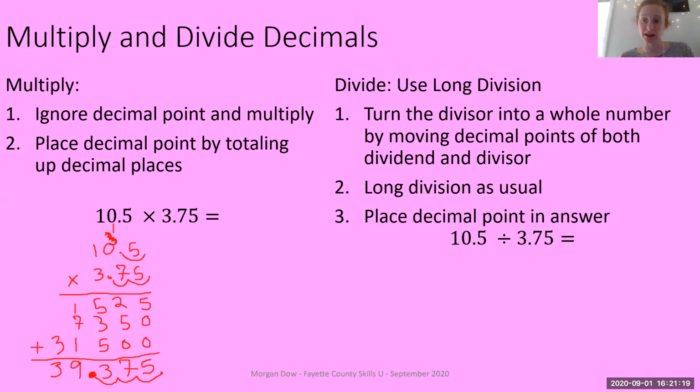I've got 10.5 divided by 3.75. So I'm going to set up my long division. 10.5 divided by 3.75. So what we want to do to make our lives easier, instead of trying to think to ourselves how many times 3.75 goes into 10, we're not going to do that. We're going to take that 3.75 and make it into a whole number. So we're going to move the decimal point over as many places as we need to until we get a whole number. Okay.